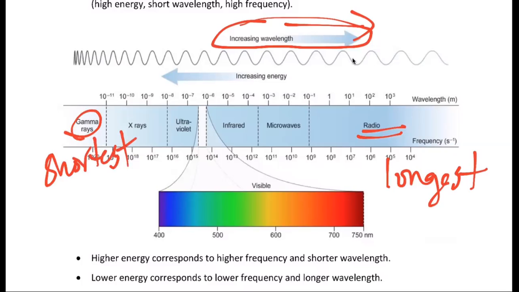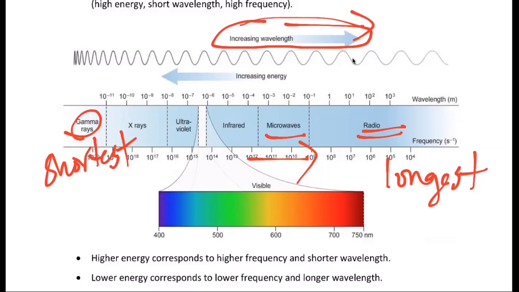So if you were asked to compare which has a longer wavelength, ultraviolet or microwaves, you would say microwaves because microwaves are closer to the radio waves, okay? If you were asked which is the shorter wavelength, X-rays or gamma rays, you would say gamma rays because gamma rays are the shortest. There's nothing shorter than gamma rays. X-rays are pretty short, but not as short as the gamma rays, okay?